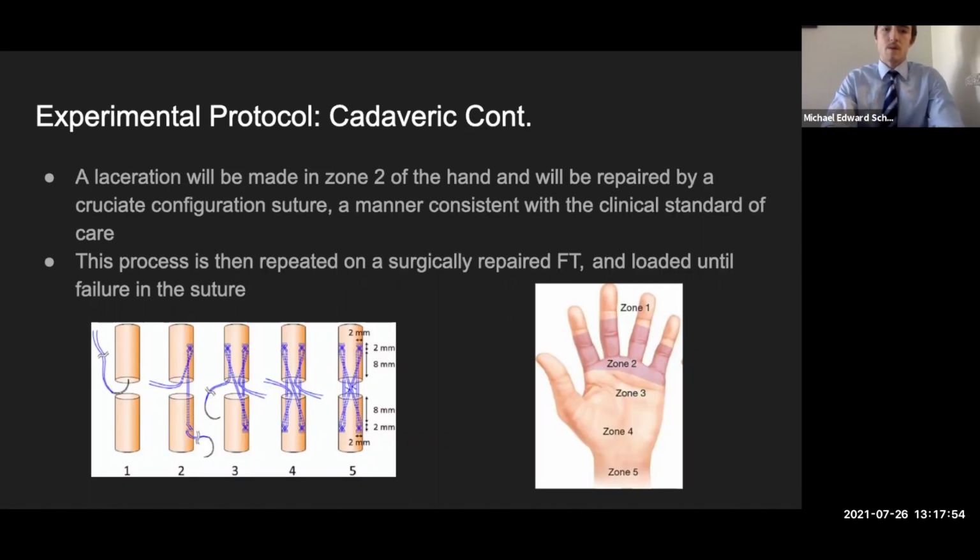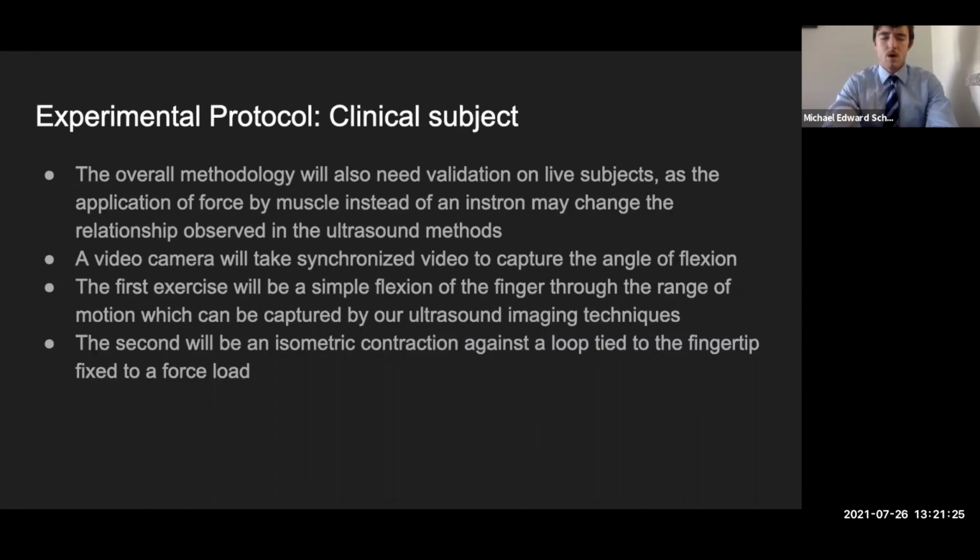To continue the cadaveric experimental protocol, a laceration will be made along the base of the finger in zone 2 of the hand and will be repaired using a cruciate configuration suture, which is consistent with the clinical standard of care used in live patients. The process described in the previous slide will then be repeated on each surgically repaired flexor tendon until there's a failure in the suture. As for the experimental protocol in the clinical subject, this will serve to validate the overall methodology used, as the force applied from a muscle may be different from the force applied from an Instron.